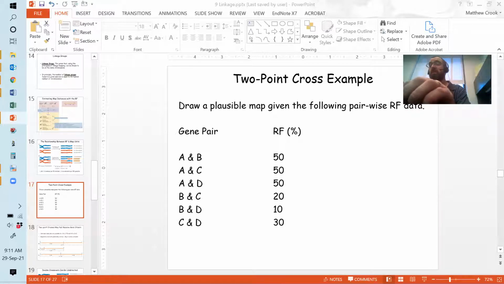So if recombination frequency is 50%, it can't be greater than 50%, because that's just physically not possible, right? Because of those outer chromatids that can't recombine. Then two genes are not linked, but you can't tell how far apart they are. Only that they are at least 50 centimorgans apart.